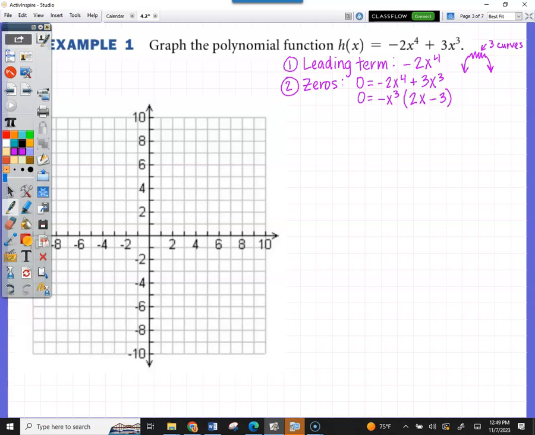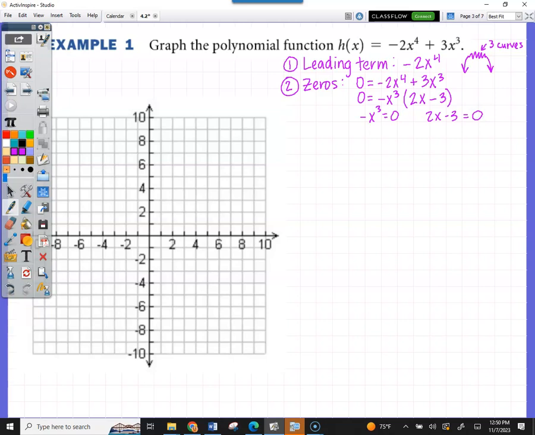Right? Okay, now you have something times something equals 0, which means that one or both of those things has to be 0 for that to be true. So we just take them both and set them equal to 0. So negative x cubed equals 0, 2x minus 3 equals 0.